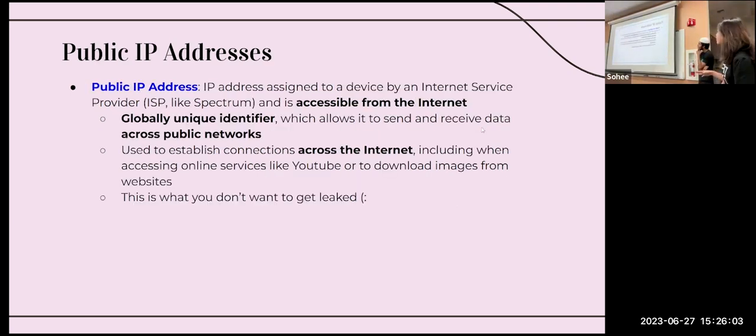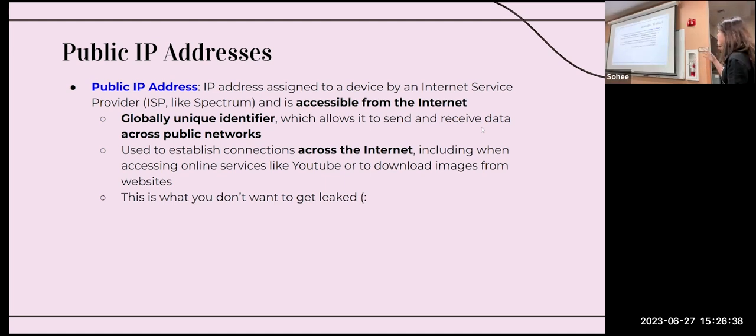So just going a little deeper into the public IP address, defining it. It's an IP address assigned to a device by an internet service provider, for example Spectrum, which a lot of you probably use, and it's accessible from the internet. Basically, this is your globally unique identifier, which allows it to send and receive data across public networks like the internet. When you access something like YouTube, you're using your public IP address, communicating with the YouTube server, and it comes back to your public IP address.